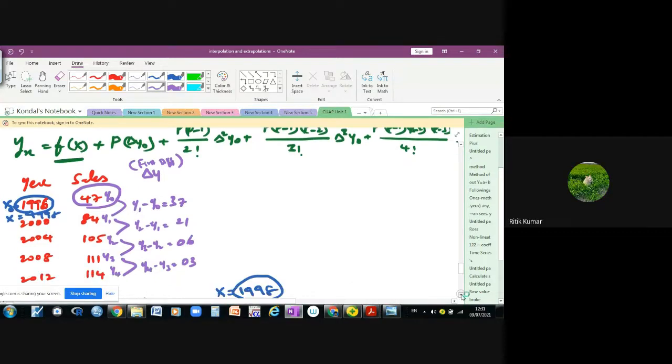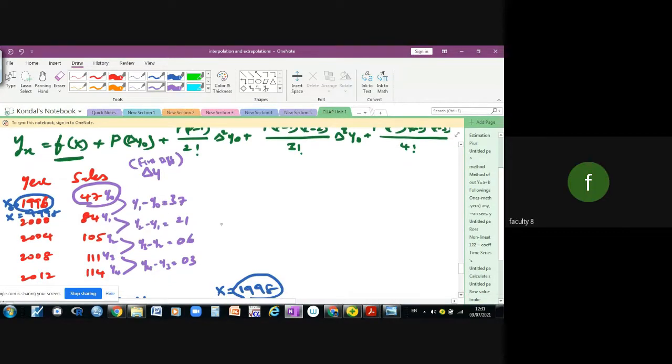Yes, sir. So same thing, we have to find out the second difference. We have the delta square here, delta 2. So it is not a square value, it is a second difference. Nothing but the delta 2 y value. Okay, delta 2y. Simple here.